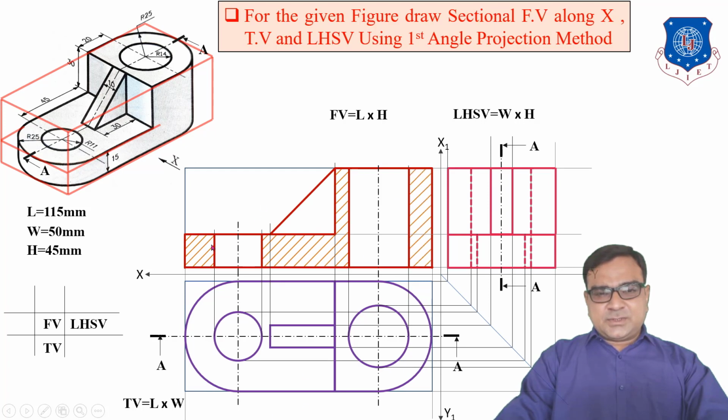So we have to use section lines which are always at 45 degrees, and the distance between these two section lines is approximately 2 to 3 mm. Here there is no material, so the cutting plane is not passing through any surface here and also here. That's why there is no section line drawn here.